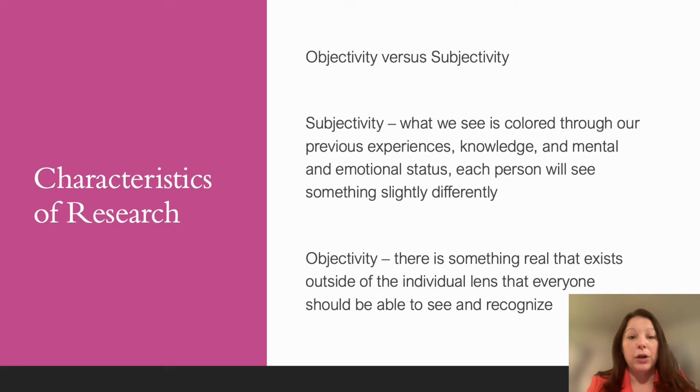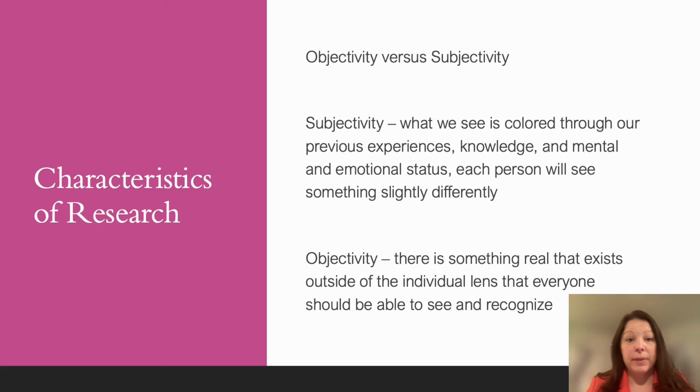Research tends to fall on a spectrum of objectivity and subjectivity. Subjectivity on one side is where we view the interpretation of data based off of our own previous experiences, our knowledge, sometimes our mental and emotional status, and each person is going to see something differently. They have a subjective position.